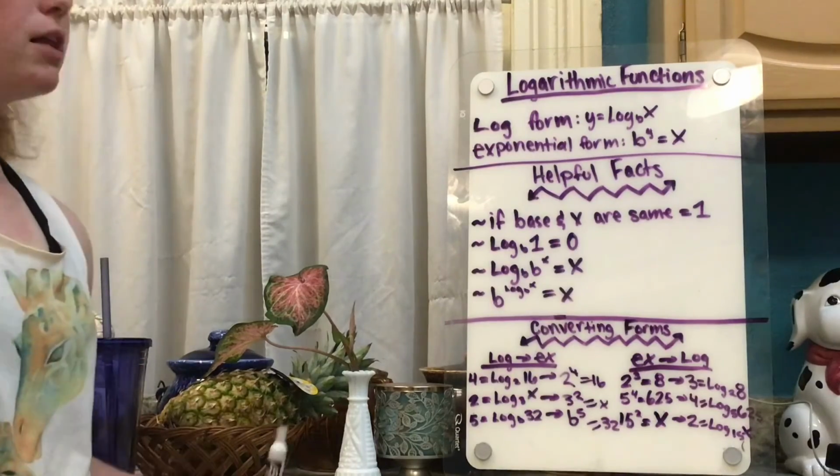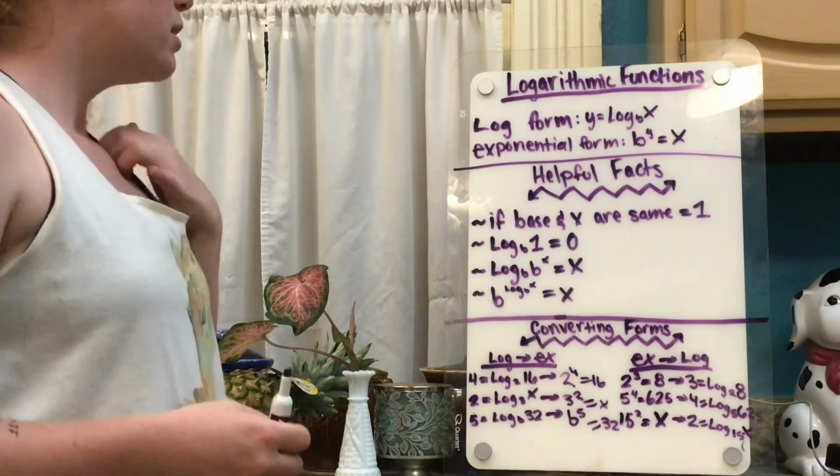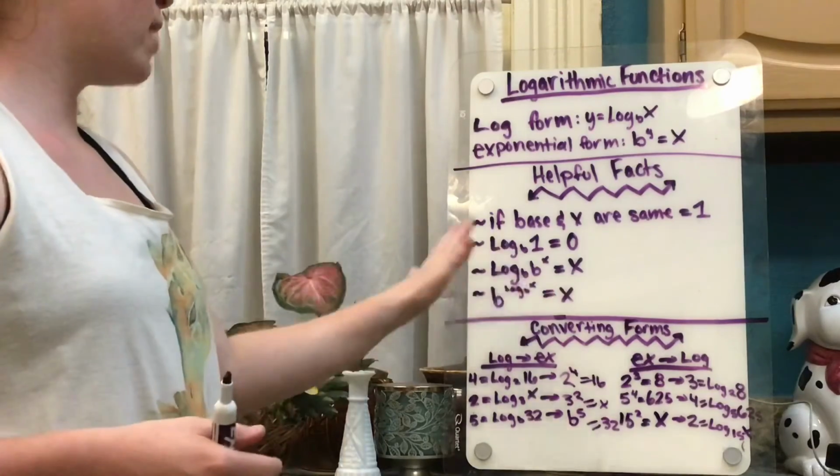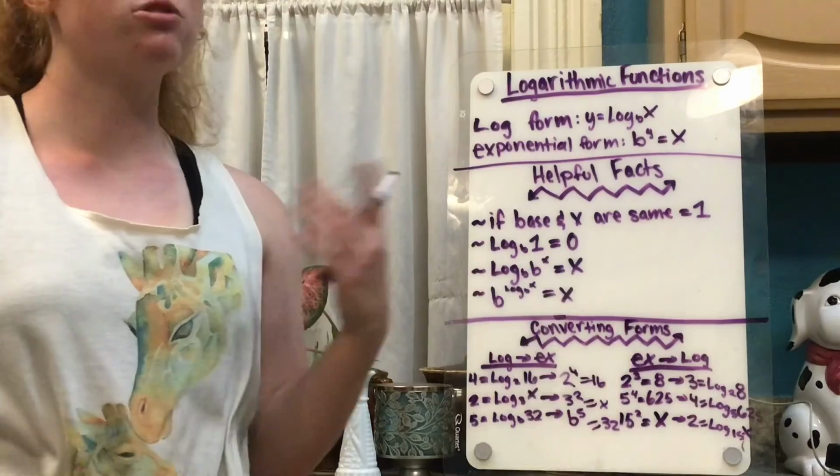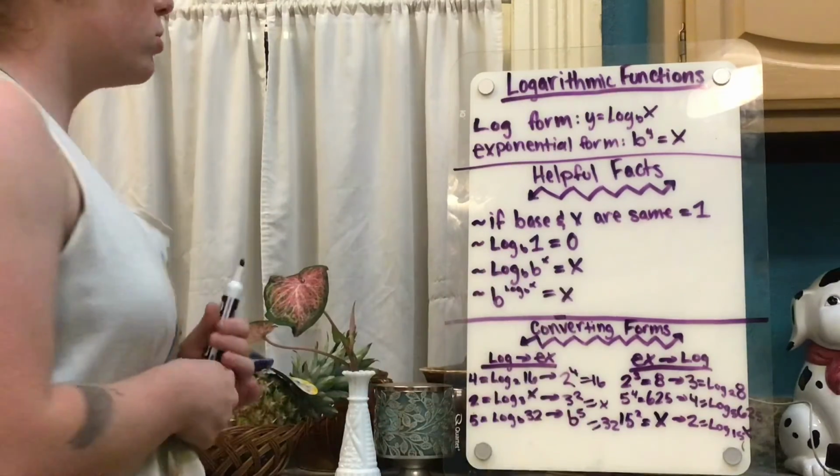And that is it. That's all I got for logarithmic functions. These are just the helpful facts. Being able to convert forms is really good because then you can convert from exponential to logarithmic easily and without any trouble.